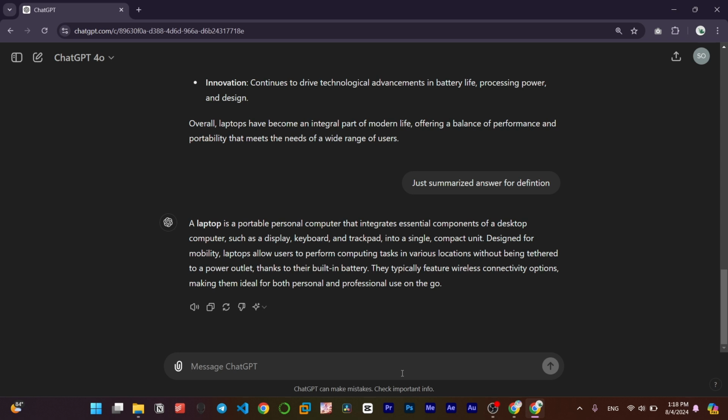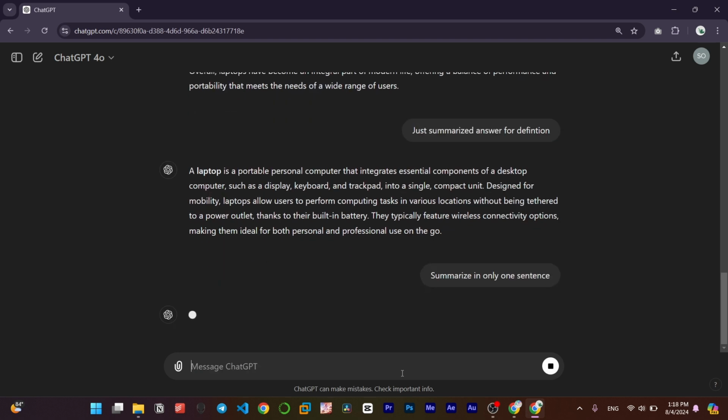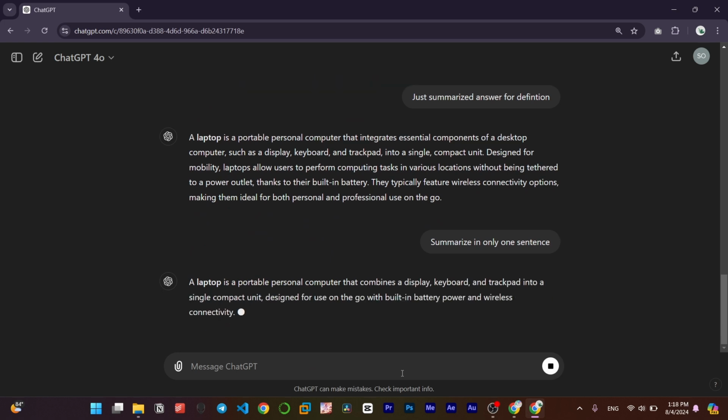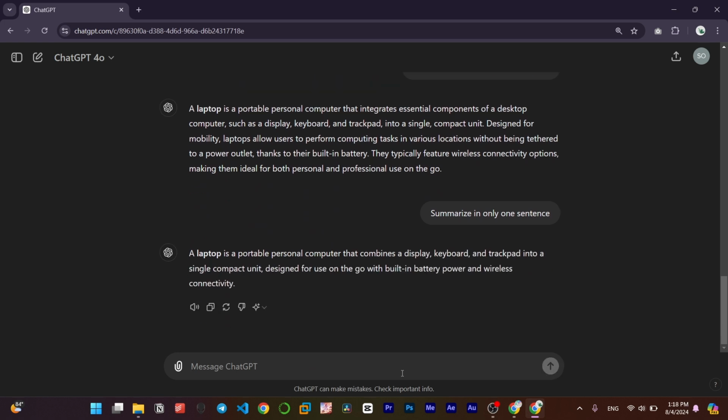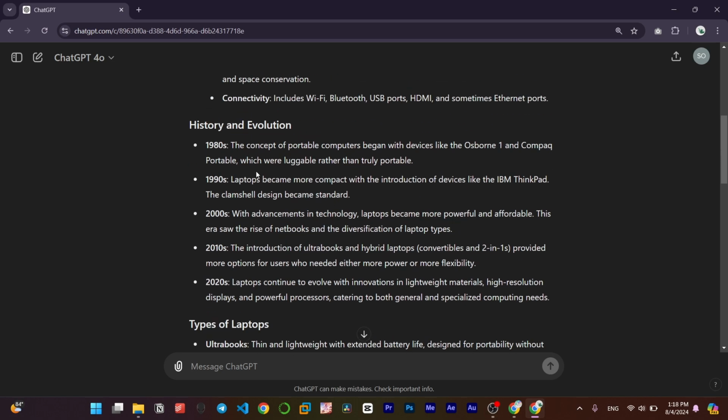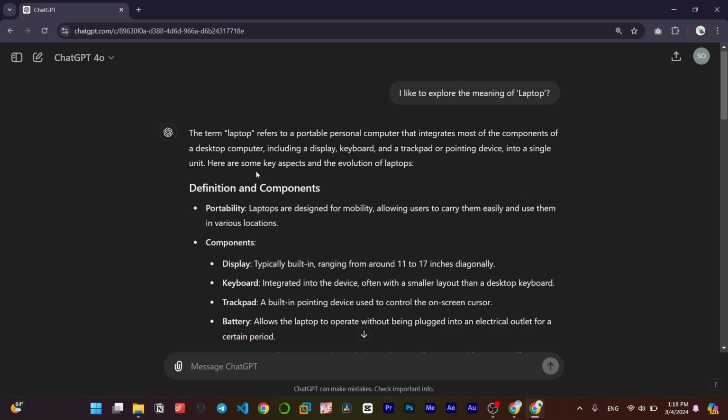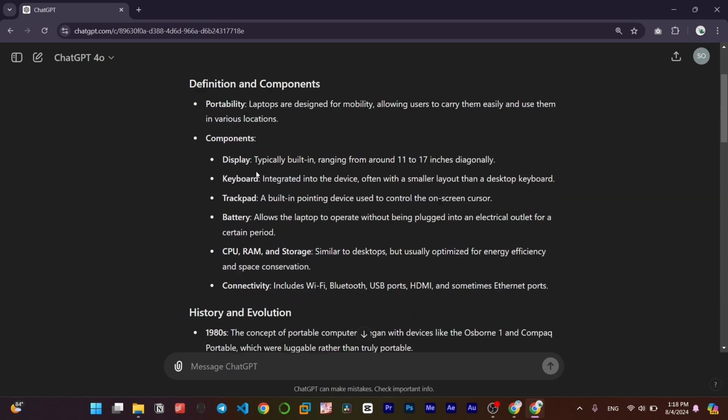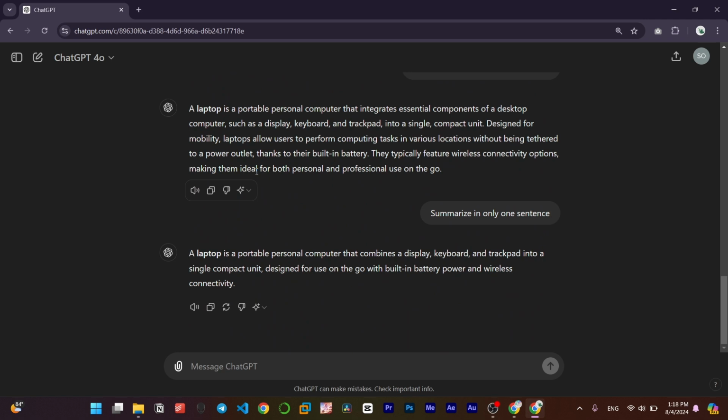Again, I'd like to summarize it in only one sentence. As you see, as much as it could, it provides a very summarized answer. So don't worry if you're bored with reading or studying a lot of this stuff. You can summarize it. Don't worry about it and just ask it. You know, you have to direct ChatGPT based on your needs, requirements, and your mind.